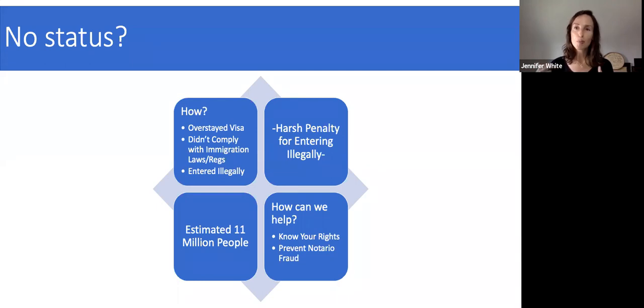So as you learn about immigration law and as you become more comfortable explaining it to other people, I hope that you'll pursue things like that. I hope that you'll put on Know Your Rights presentations because they're really important.